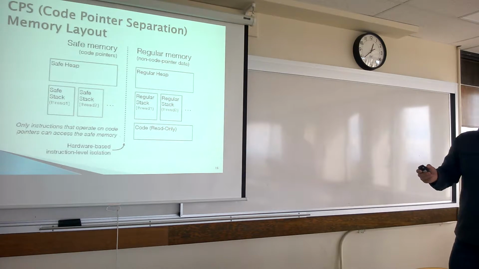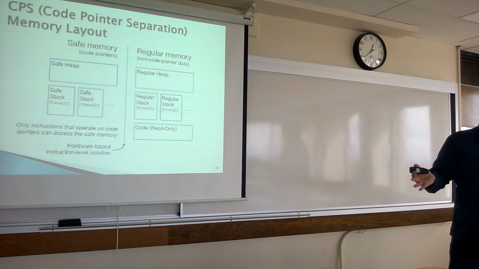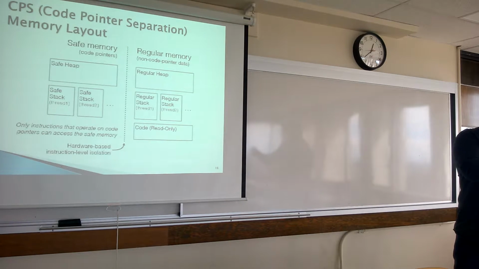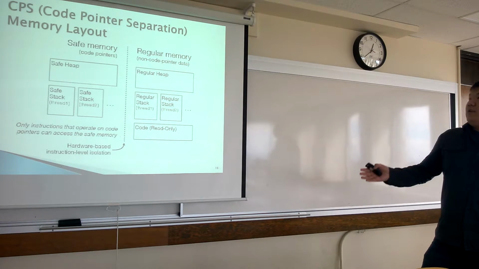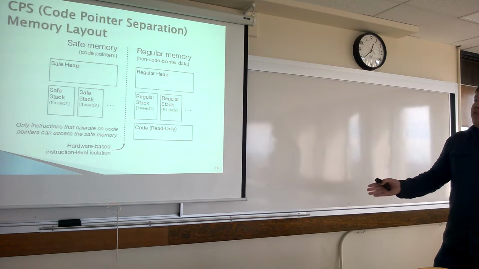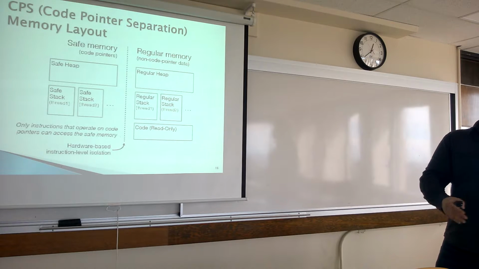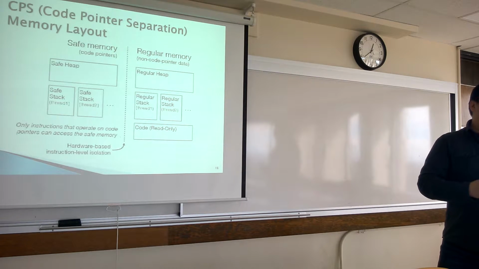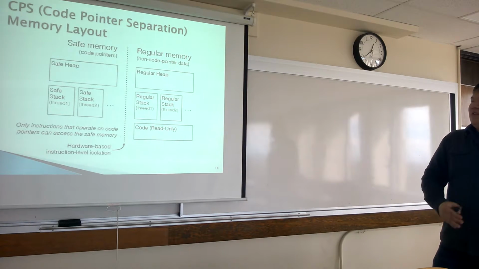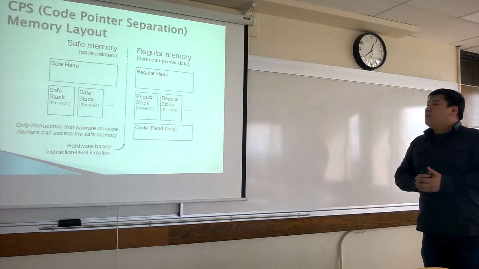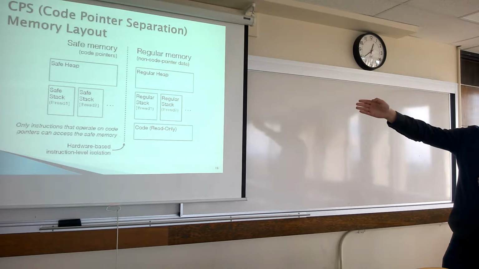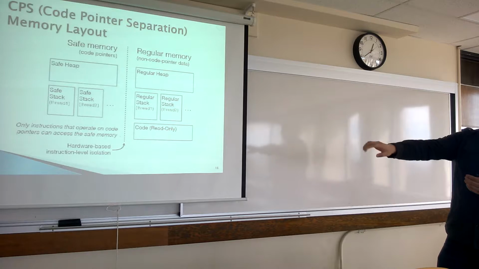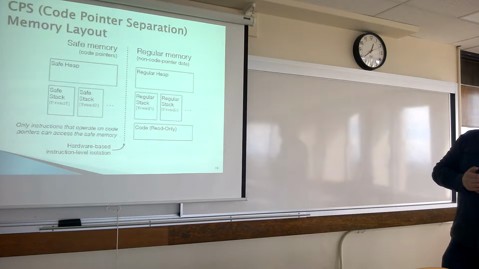Okay, so first we'll just look at code pointer separation. Is there a question? Oh, no, there will be. Okay. So first we'll just look at the memory layout for code pointer separation, which is talked about later in the paper, but we'll go over it first because it's just a subset of CPI basically. So in terms of safe memory, we look at the code pointers. So we see there's a safe heap and the safe stack, which we'll talk about again.